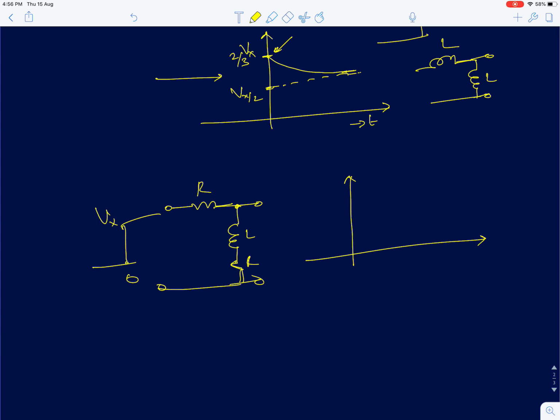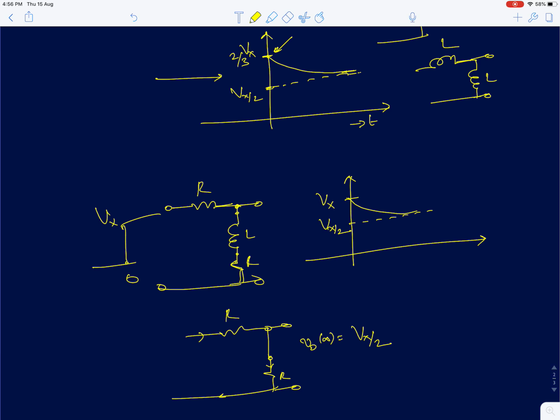So the instant you apply the input, the inductor behaves like an open circuit. So the circuit simply reduces to, there is no current in the circuit because the inductor is an open circuit. So V0 will be equal to Vi, so the output is going to start at Vx volts. In the steady state, the inductor is going to behave like a short circuit. So finally, V0 of infinity is going to be Vx by 2. So in the steady state, it's going to go to Vx by 2, so you're going to decay down like this.